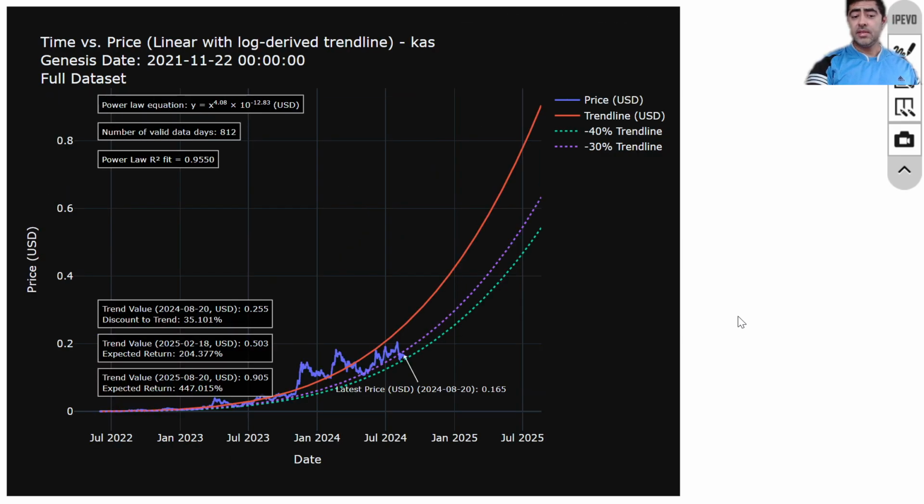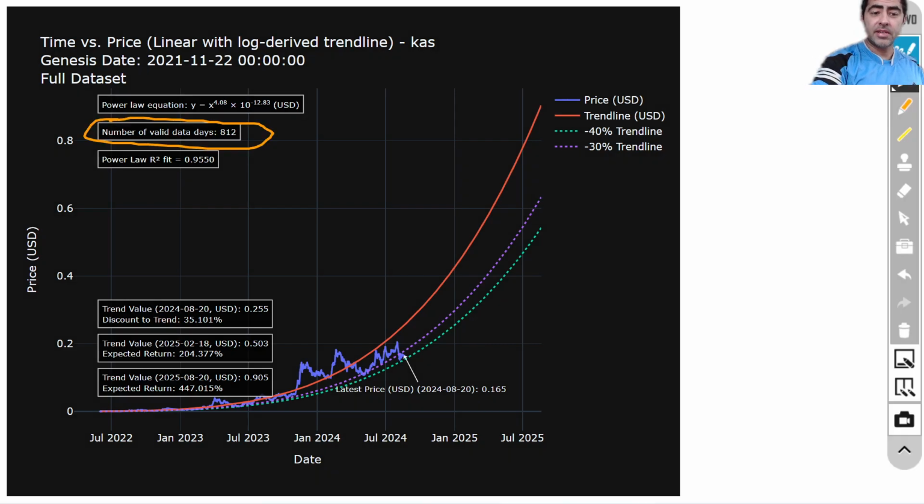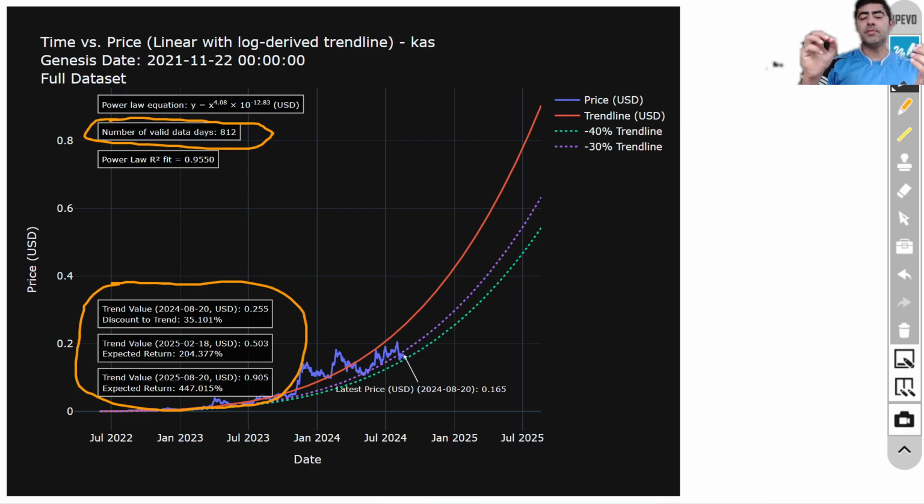But as we go forward into this, you'll notice that for Kaspa, the expected returns are much, much, much higher than in Bitcoin. You can see that it's at a discount to the trend value of 35%. That means it's 35% below what the trend value would be, which you can see also from this section over here because it's below this orange line. But the expected return in 6 months, if it follows trend, is 204%. That means for every dollar that you're putting in, in 6 months, we expect to get $2 back in profit. And the expected return over a year is 450%, which is fantastic.